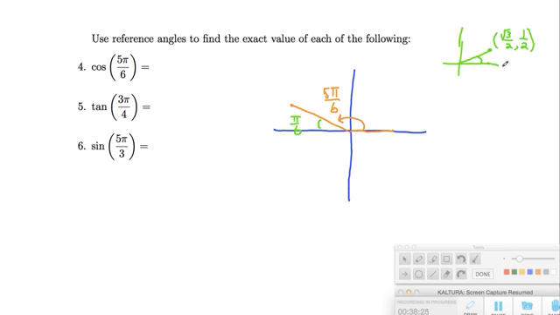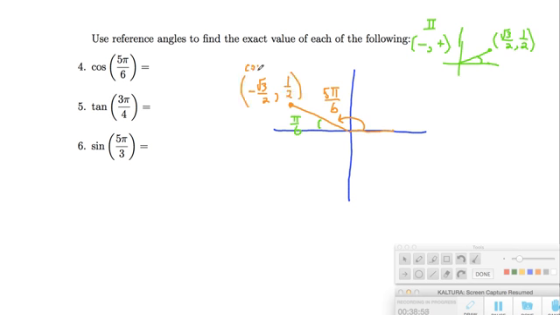Now since 5 pi over 6 falls in quadrant 2, what it means is that the x value is negative and the y value is positive. So this particular angle 5 pi over 6 is going to have the same point as pi over 6, except that the x value is negative. So this particular point right here is actually negative square root of 3 over 2, comma, 1/2.